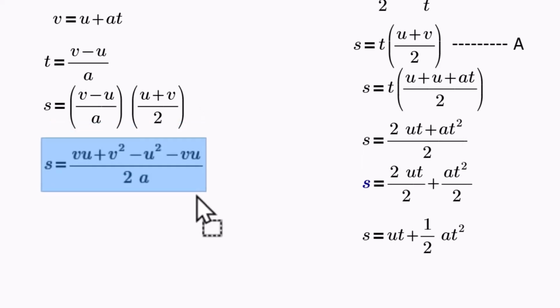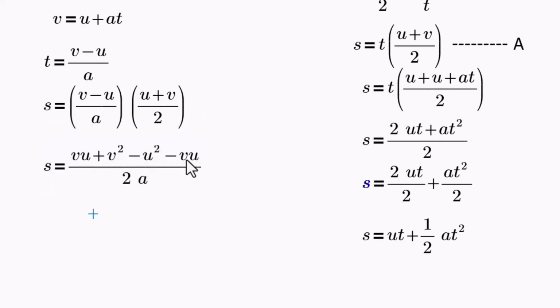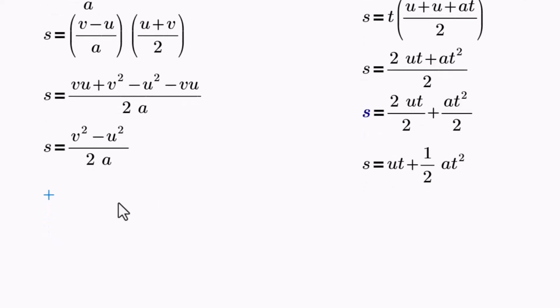Let's pull this down a little. So now you can see that vu is common. So two of them will cancel out, leaving our s equals to v square minus u square. So everything here divided by 2a. Now if I cross multiply 2a times s, I'm going to have in my next line, let's scroll down a little, 2as, which is equal to v square minus u square.